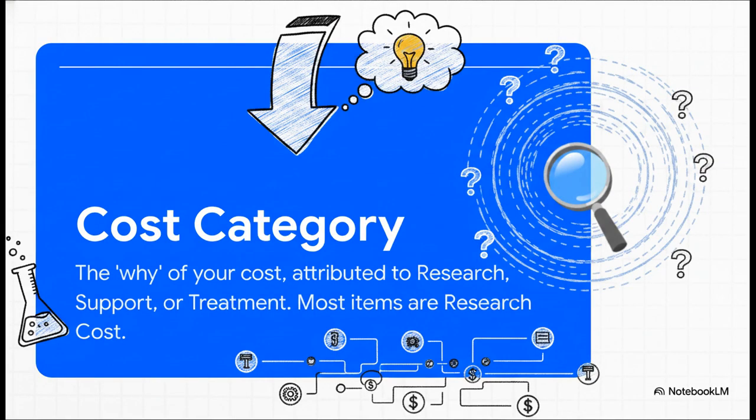So if that was the what, the cost category is the why. It explains the purpose of the cost. Now, for most industry-sponsored trials, you're pretty much always going to be using research cost, but it's super important for proper accounting and just getting that complete financial picture.